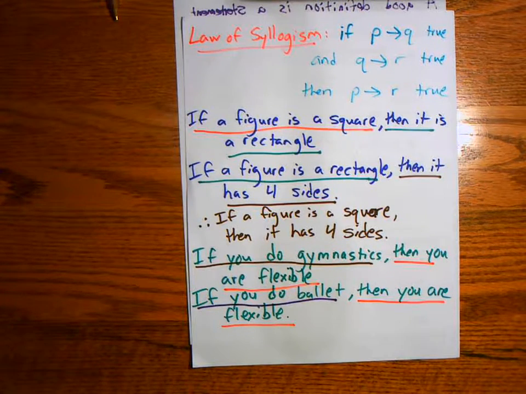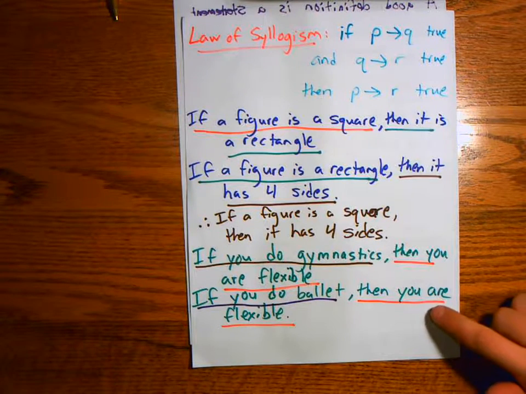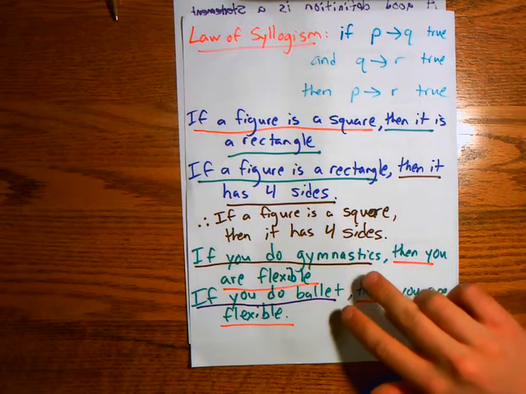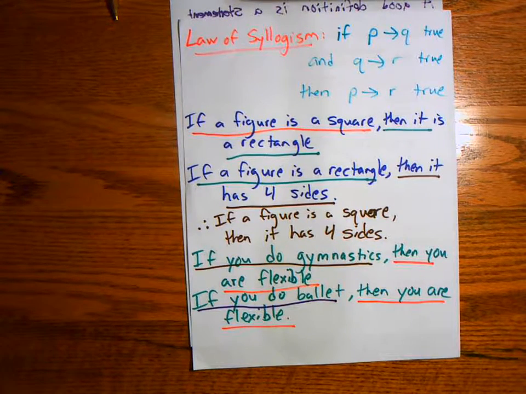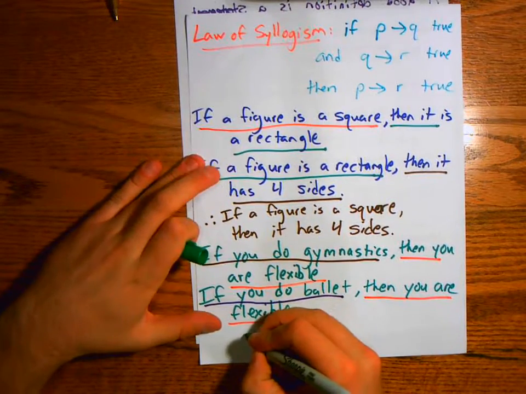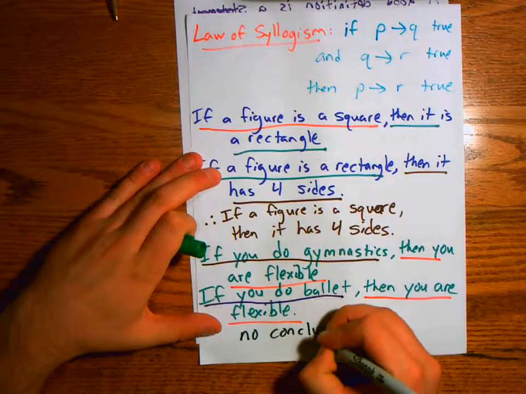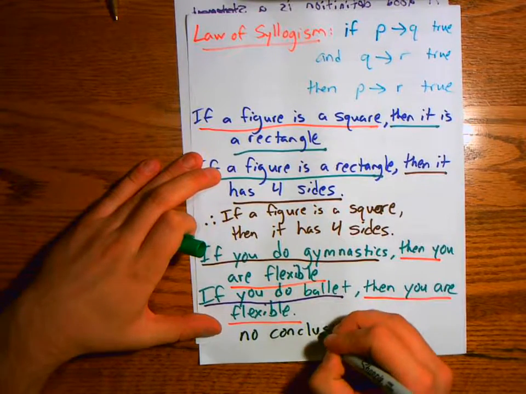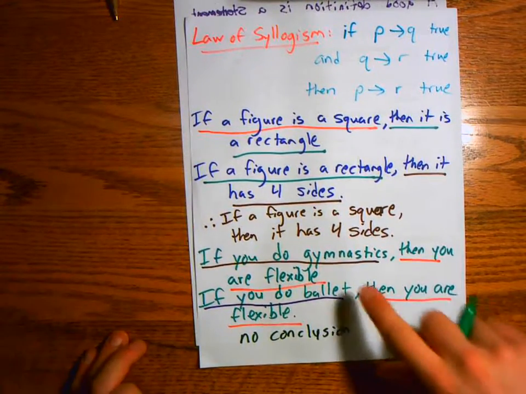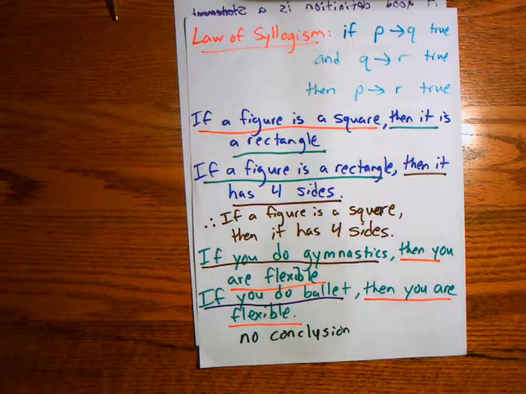I could say if you do dance, then you are flexible. If you do yoga, then you're flexible. There are a whole bunch of other things that would make you flexible. But in no way can we conclude that gymnastics and ballet both make you flexible. So there is no conclusion. We cannot make any connections between the hypothesis and conclusion of either of these statements. Okay? Thank you.